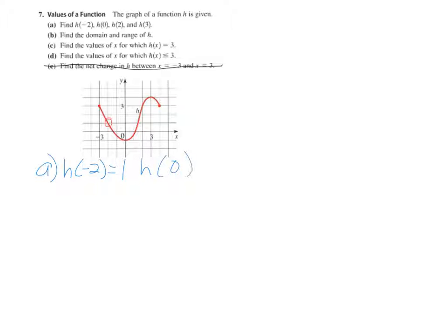H of 0, when x is 0, y is down here at -1. H of 2, when x is 2, y is up here, 1, 2, 3, right here at 3. And h of 3, when x is 3, y is 4.